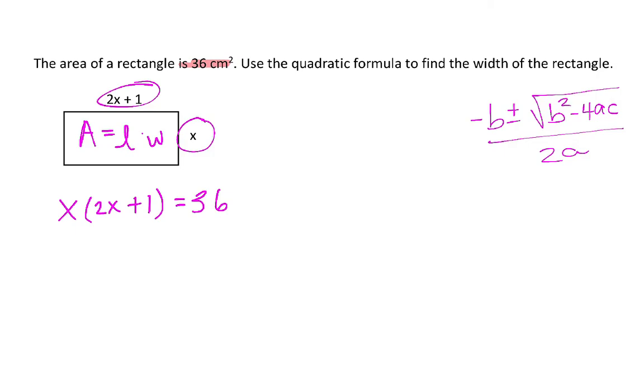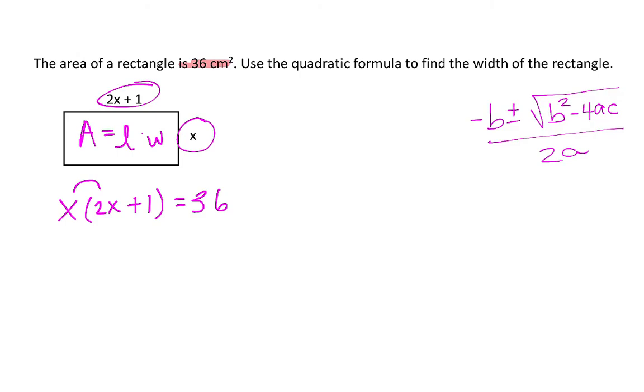All right, so I have my quadratic equation set up now. But right now it's equal to 36, and I need to take care of distribution. So first I'm going to distribute. Then I'm going to make sure it's set equal to 0 so I can find my a, b, and c value to use this quadratic formula. All right, so first, let's distribute.